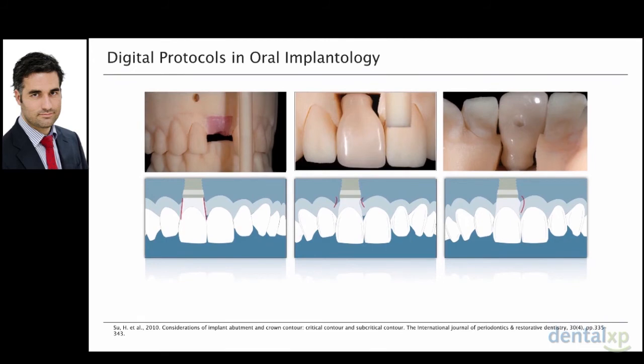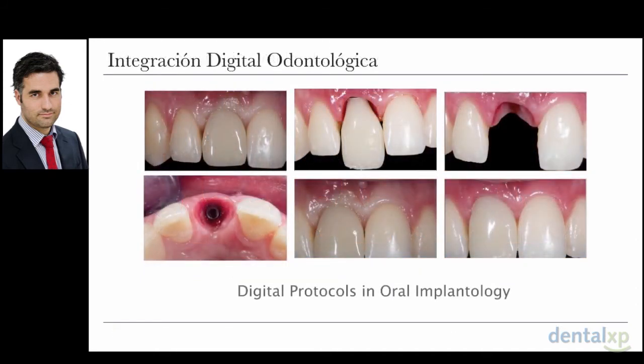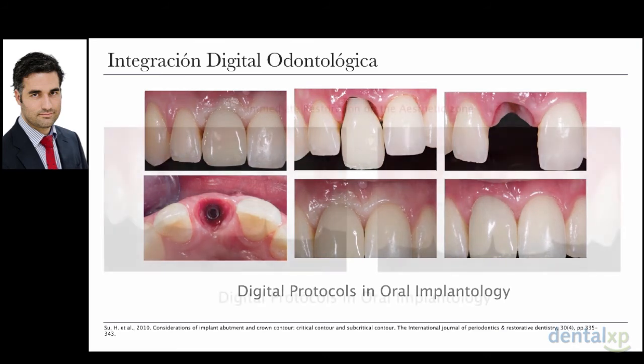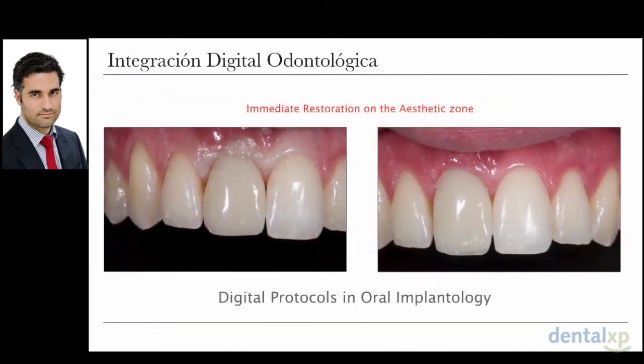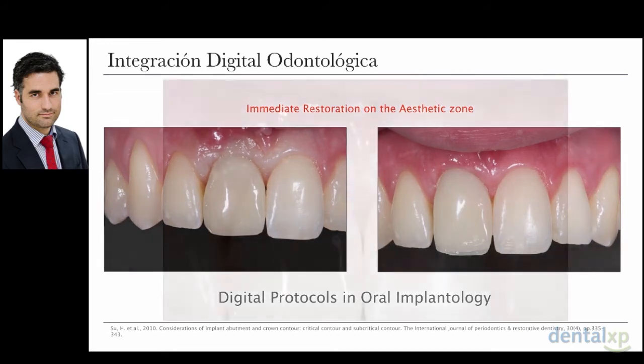Here is my plastic cast after the digital impressions, and I'm going to start with my first provisional and manage my emergence profile. Of course, there are some black triangles that I would like to change. As you can see on the left, there is a black triangle in the mesial, and on the right it changed, and we have a total closure of my papilla.